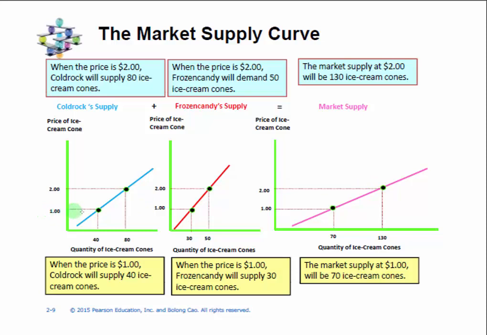At a $1 price, from Cold Rock, we have 40. From Frozen Candy, we have 30. And so for the market, at $1, the total quantity supplied is 70. And that's how we get the market supply curve.